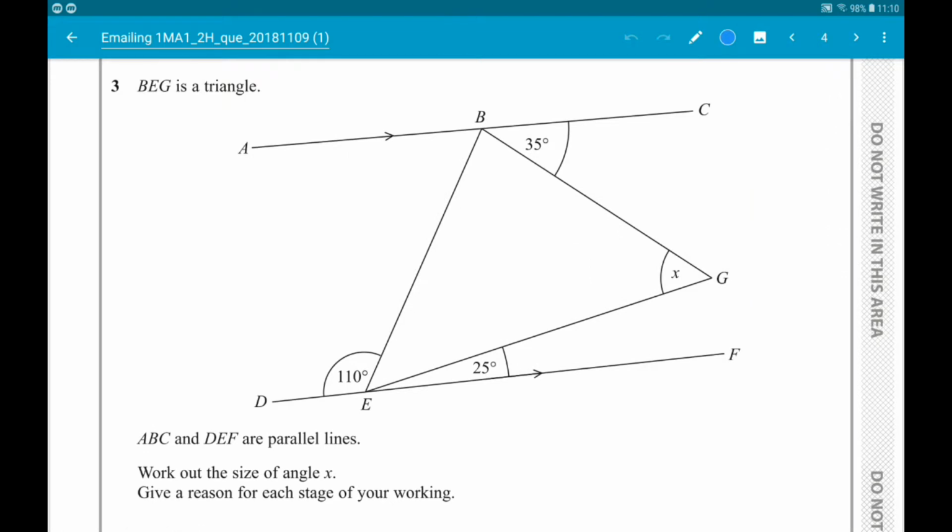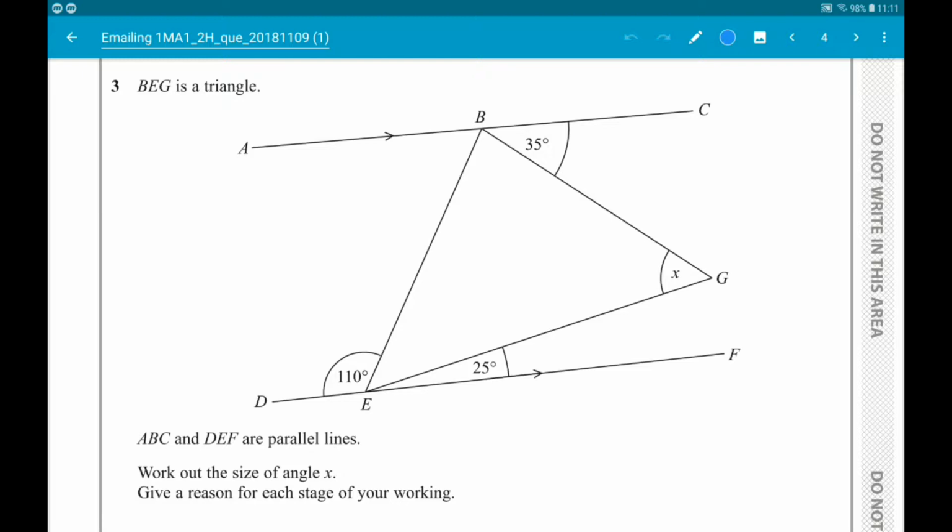Okay, number 3. Here is a triangle. We're told ABC and DEF are parallel lines, so we need to be thinking about angles between parallel lines. We want to work out the size of angle X. Give a reason for each stage of your working.